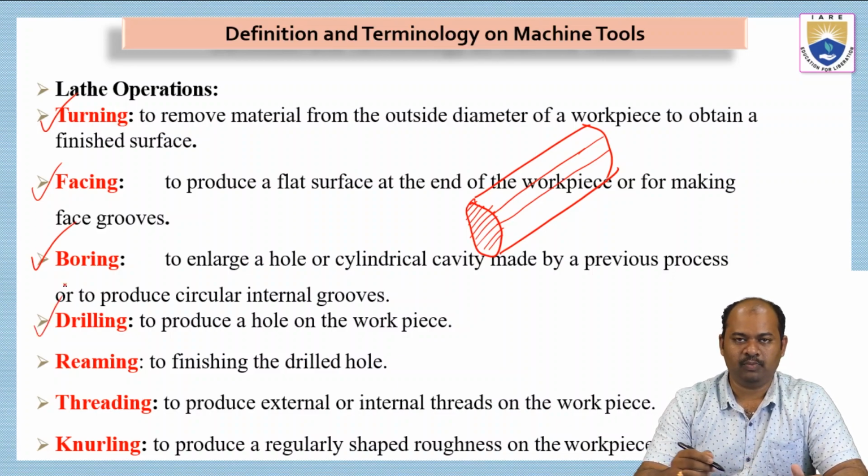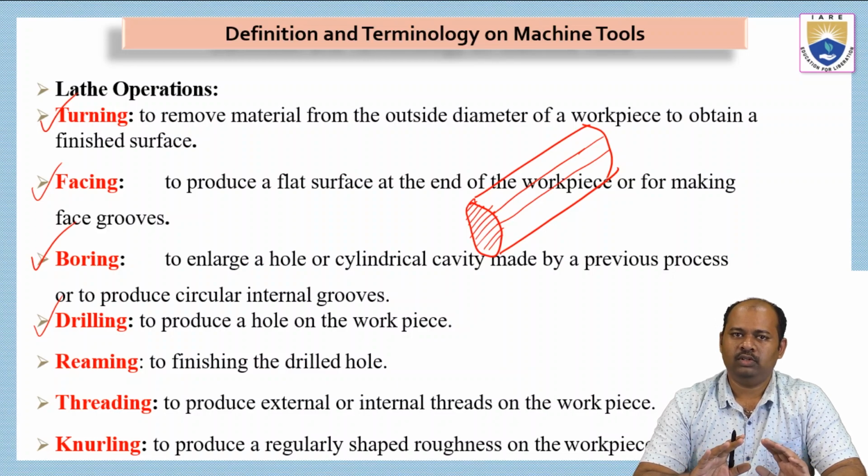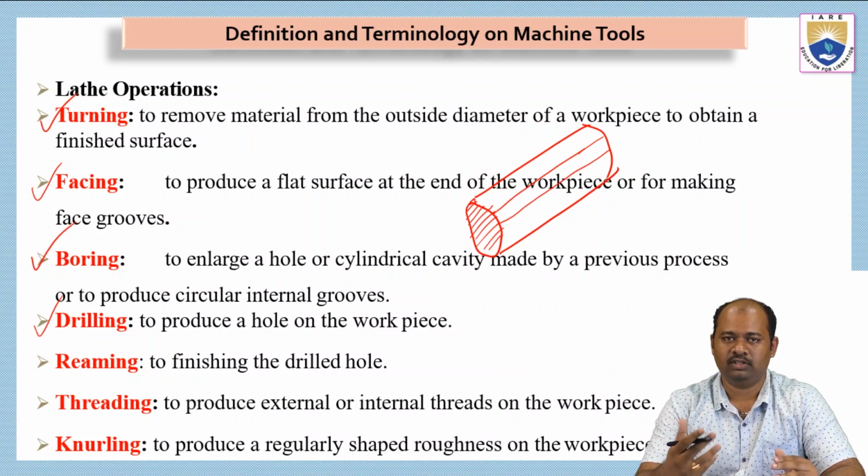And then we have the drilling operation. It will produce a hole on the workpiece. Simply, a drilling operation will produce a hole on the workpiece. The hole produced by this drilling process may not be that smooth. That is why we should go for other operations like boring, in which we can get a smoother surface.